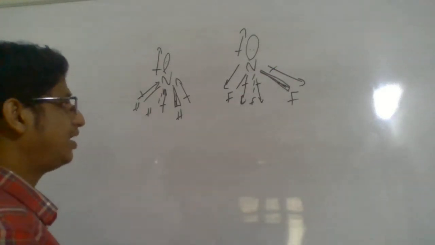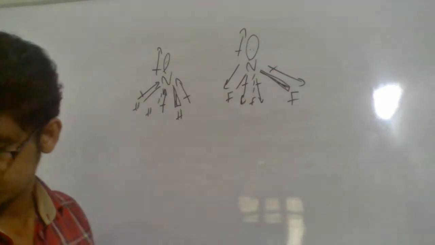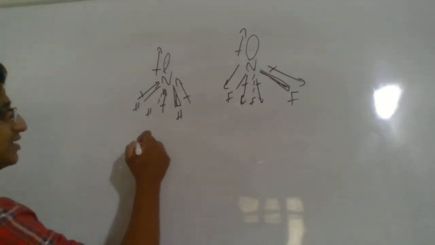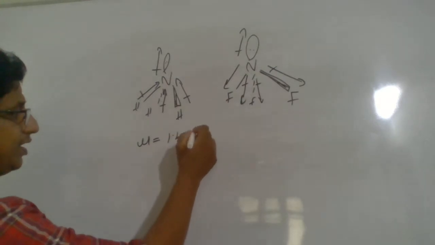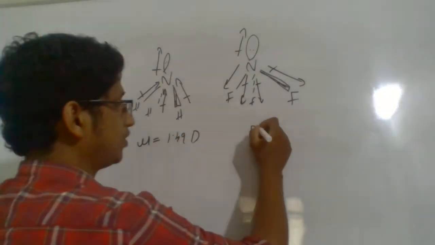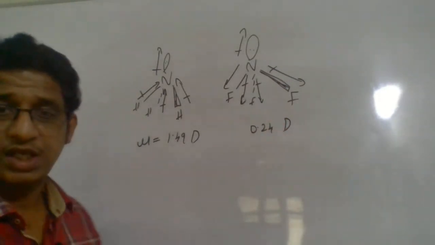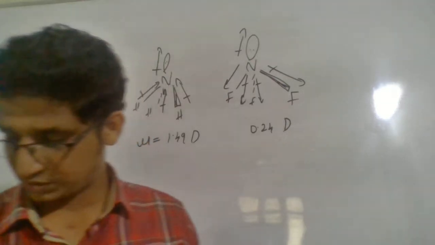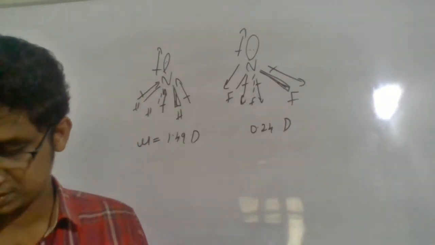That means NF3 is less polar compared to NH3. Let us have the values. The dipole moment is equal to 1.49 D for ammonia, while it is only 0.24 D for NF3. So when you get such a question, it's very important to draw the structure and explain through the structure.